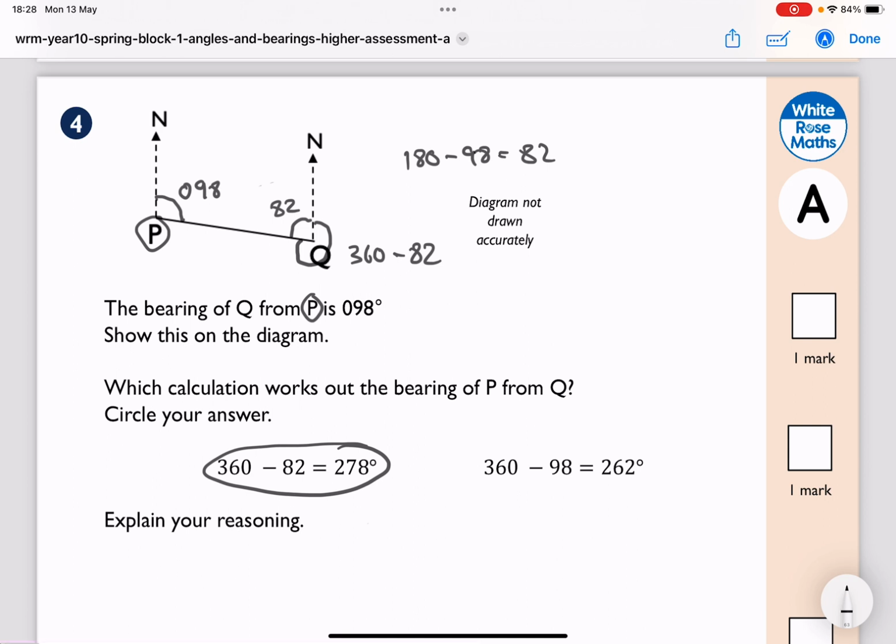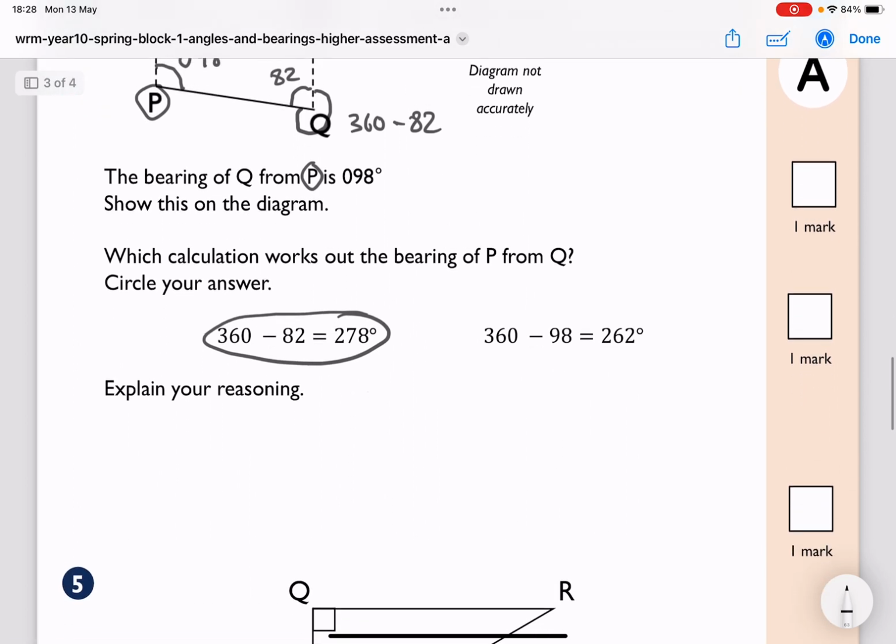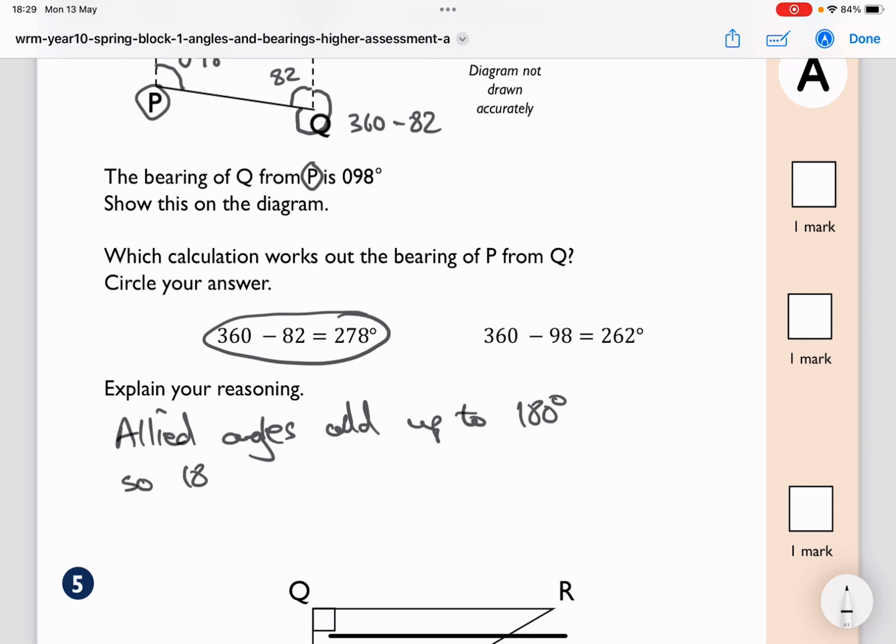So I could use the fact that allied angles add up to 180 degrees. So 180 take 98 equals 82, and then what I've got is 360 take 82 equals 278.